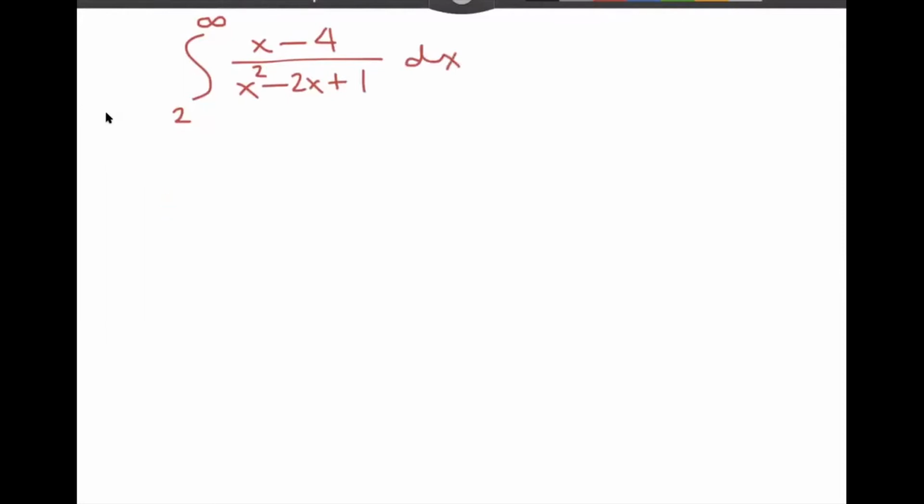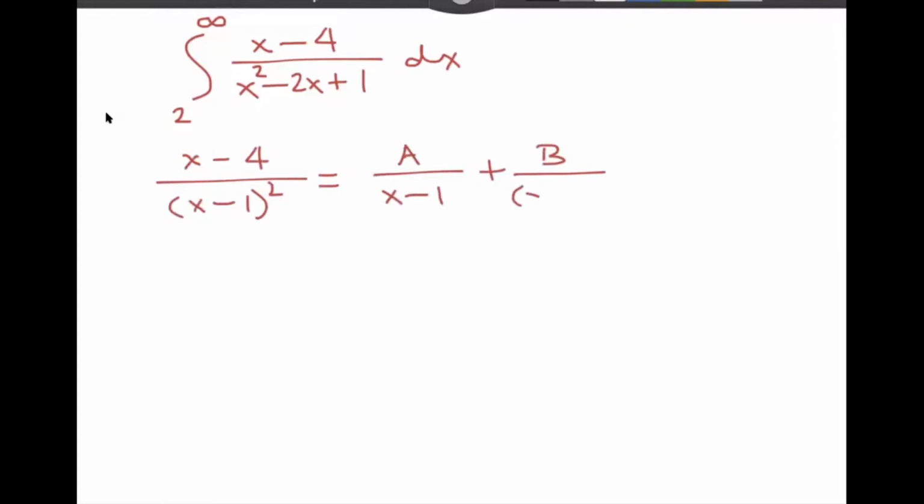This is a partial fractions integral. Do you see that? So I think we can just skip right to x minus 4 over, and remember this is x minus 1 squared. So that means there are some mystery numbers a and b such that x minus 4 over x minus 1 squared is equal to a over x minus 1 plus b over x minus 1 squared. If you multiply both sides by the LCD, you get x minus 4 equals a times x minus 1 plus b.